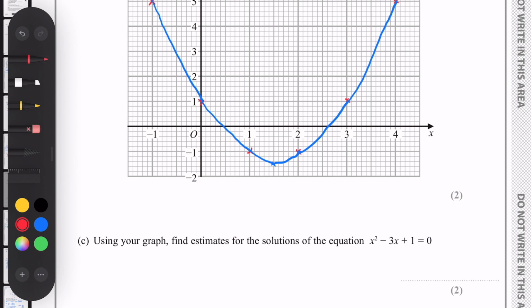Using your graph, find the estimates for the solutions of the equation x squared minus 3x plus 1 equals 0. And what they've done is replaced y with a 0. So you're going to draw the graph y equals 0, which is this line here. It's essentially you find your y-axis and you travel through at 0 there. And where it goes through the x-axis, or y equals 0, are what we call the solutions. Sometimes they're also called the roots, and you've just got to know both of them. So the x coordinate is about 0.5, and the other x coordinate is about 2.5.